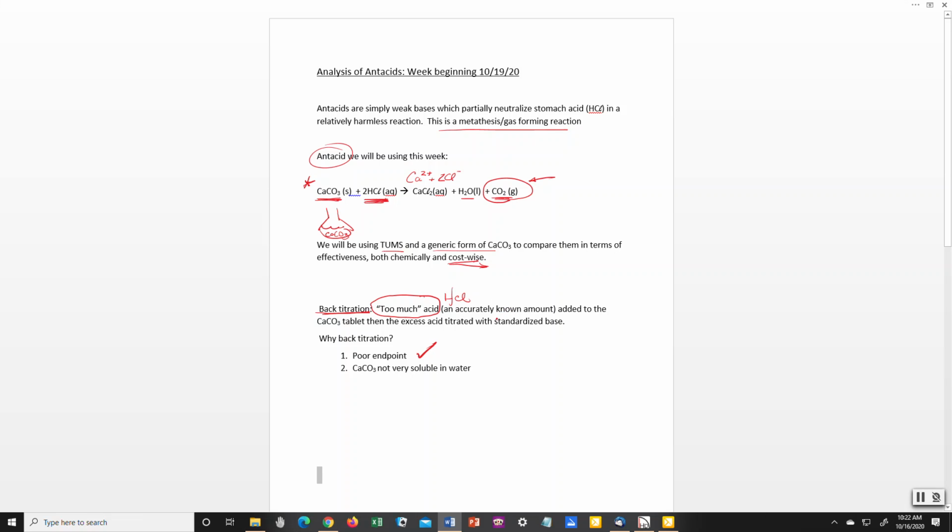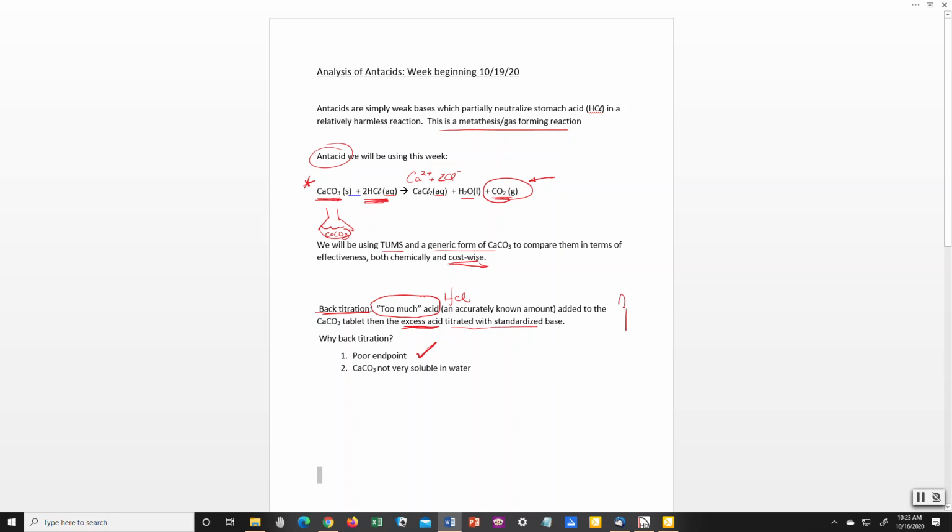And then we have to figure out how much hydrochloric acid actually didn't react, the excess acid. We have to find out how much by titrating with a standard base. So effectively, we go too far. We add too much acid. The calcium carbonate can only neutralize a certain amount of it. The rest of it we have to neutralize with base.